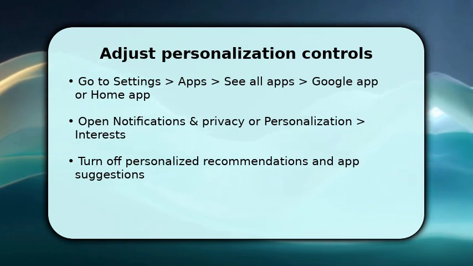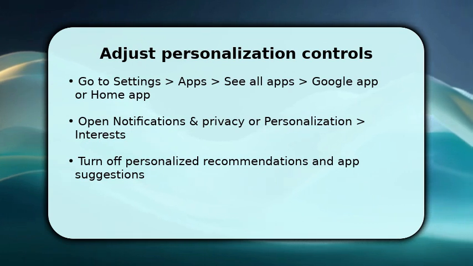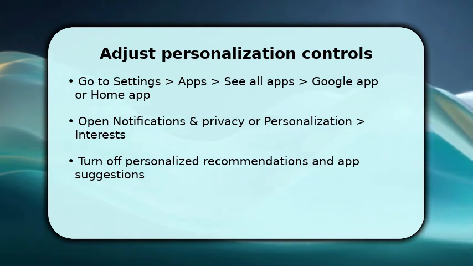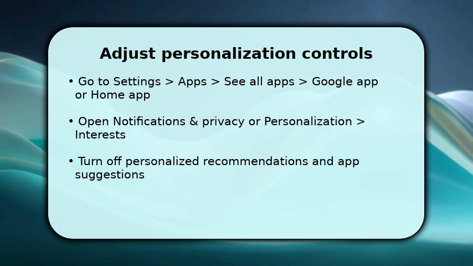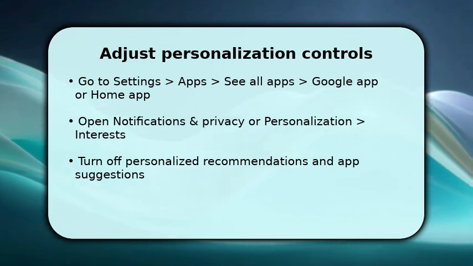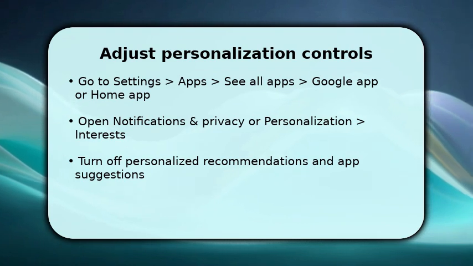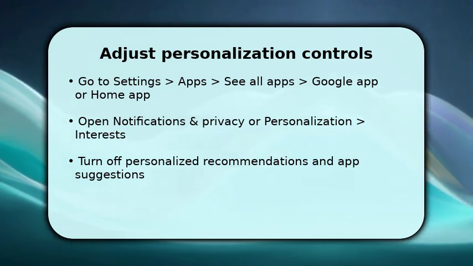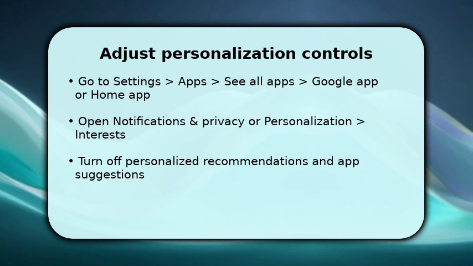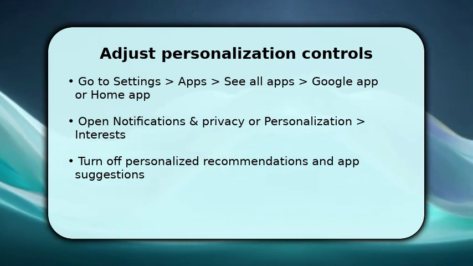Turn off personalized recommendations and app suggestions to stop content tailored by activity. Make sure to disable both the home row suggestions and app-based suggestions. Once these toggles are off, the system will stop using your watch and app behavior to populate the home screen.